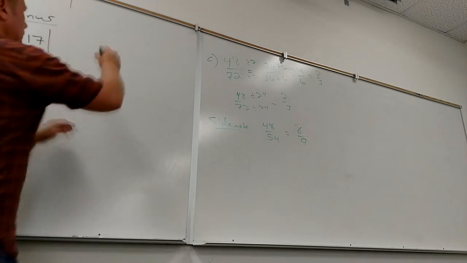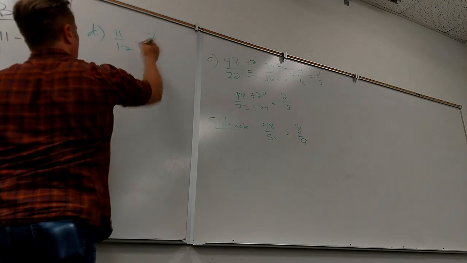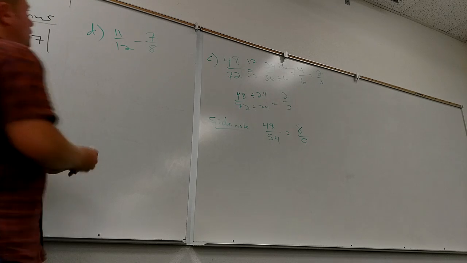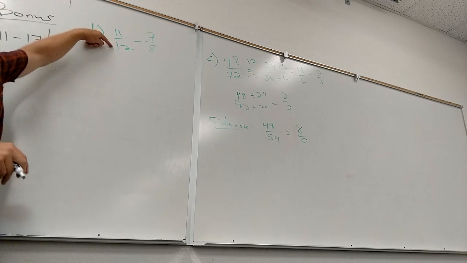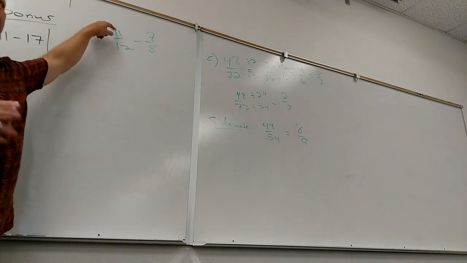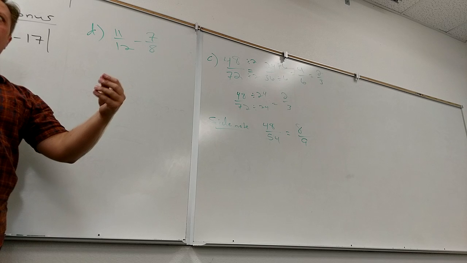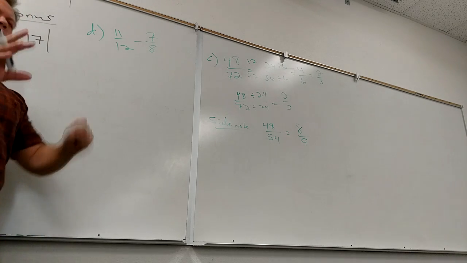So look at part D. Here, this is like 11x minus 7y: 11 twelfths minus 7 eighths. They're not like terms, and I'm subtracting. I have to have like terms. Let me show you a little trick.